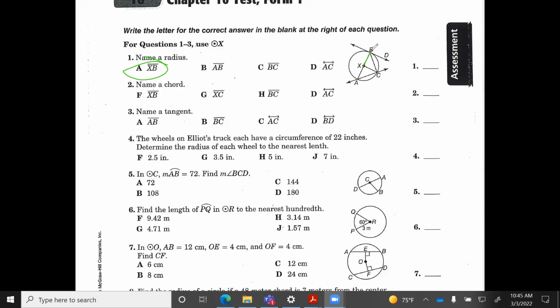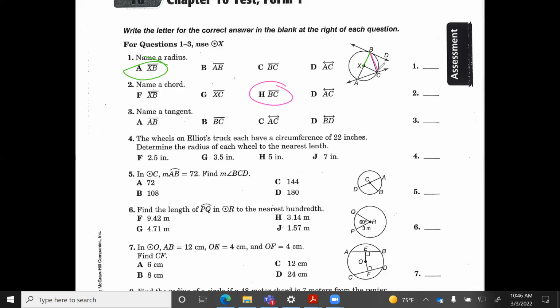All right. The next one, name a chord. Which one of those is a chord? EC. Now, are there other chords in there? Yes, but that's the only one that's listed. AC looks like it could be a chord at first glance, but notice that it has a line over top, not a segment. So AC is not a chord because this is line AC, not segment AC. When we talk about line AC, what is it?